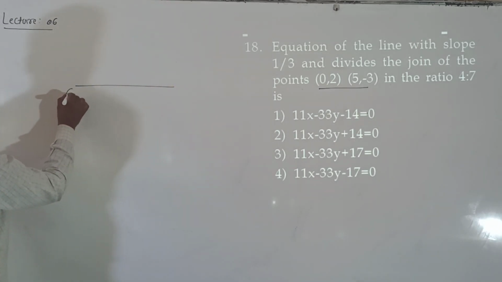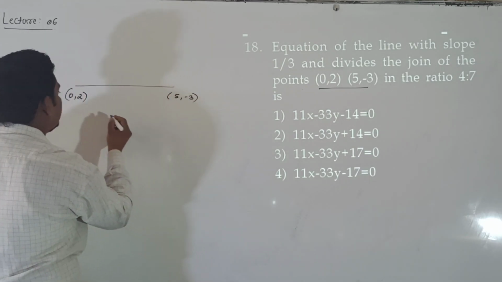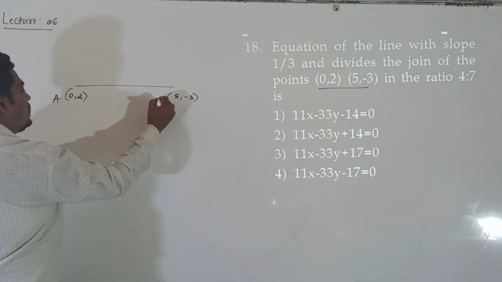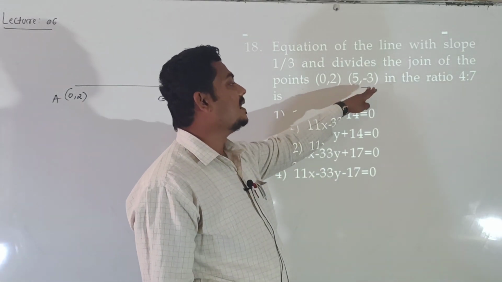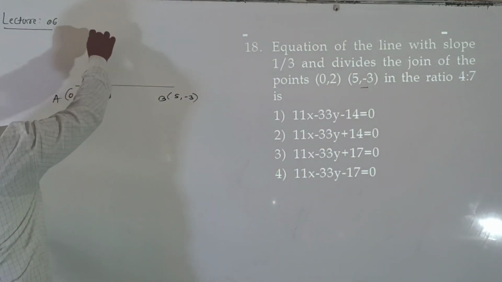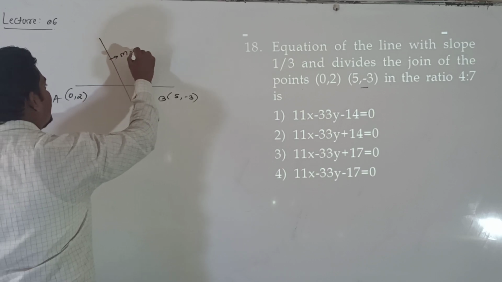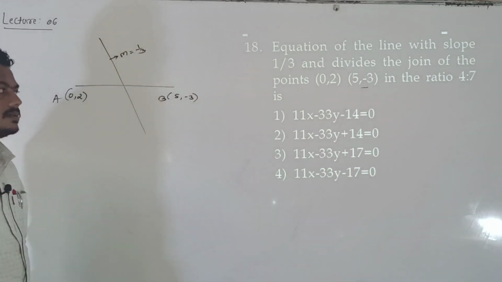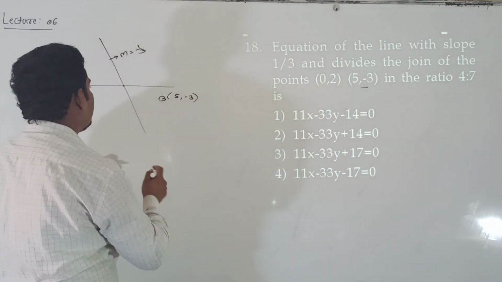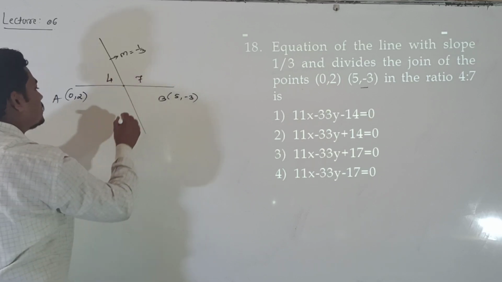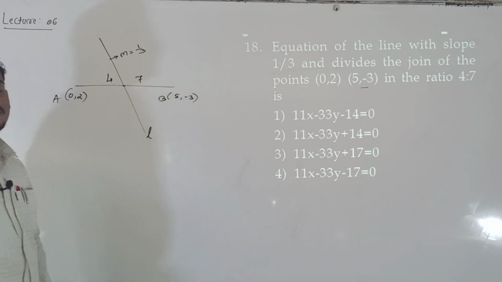Suppose the points are (0, 2) and (5, -3). Take them as A and B. Our required line divides the line joining AB in the ratio of 4:7. This is our required line, and its slope is also given. The slope m value is 1/3. It divides in the ratio of 4:7. Then what is its equation? Means we need to find the equation of line L.